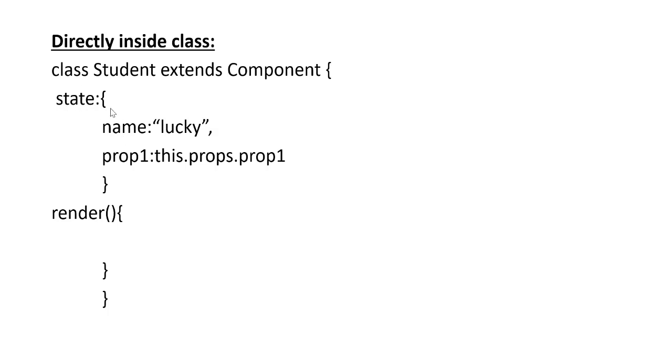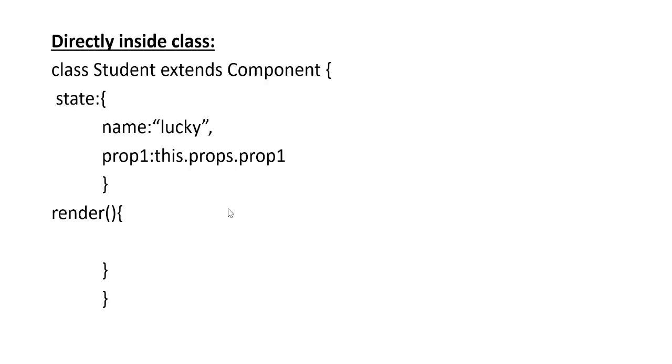We use it like this: name is equal to lucky, then props equal to this.props.prop1. We use props to create a state. Next, let's see the practical of this, then we will jump to the next.